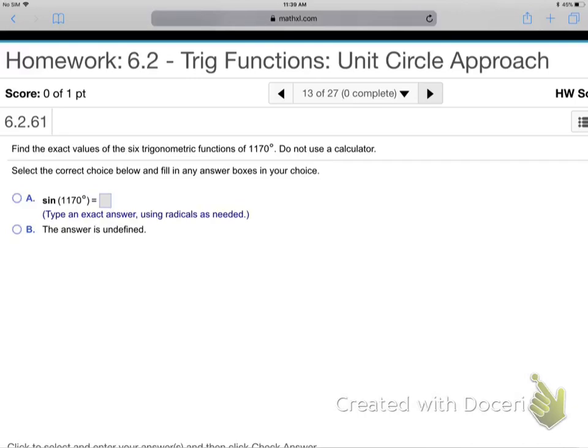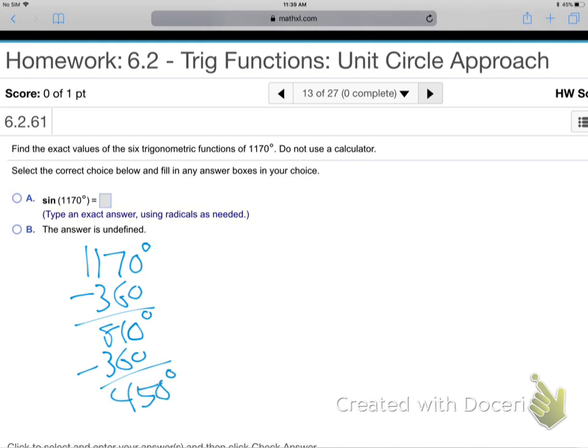So what do we do with 1170? Just keep subtracting 360, huh? Until you get something you can deal with. What was that, 810? Subtract 360 again. 450? Yeah, I think so. And then subtract 360 again. This is 90, huh? So it all just boils down to a 90-degree angle.